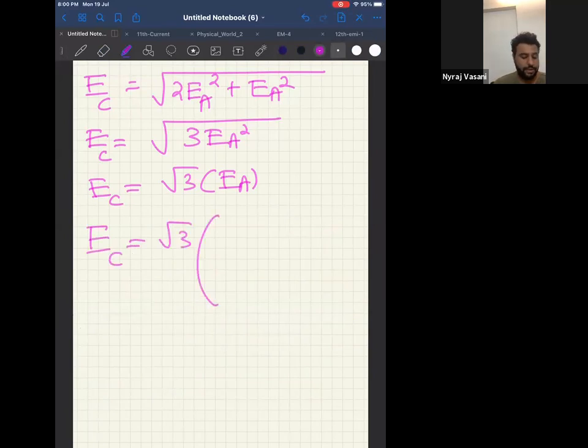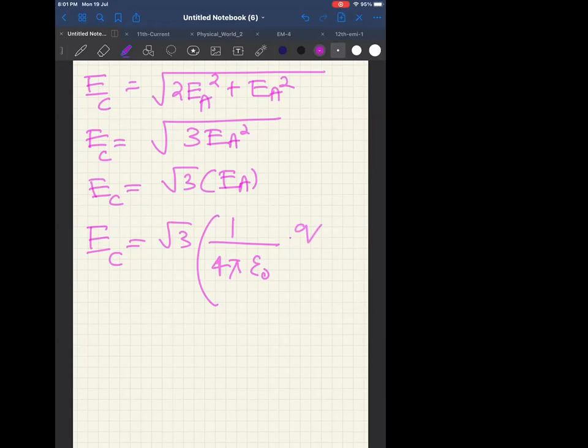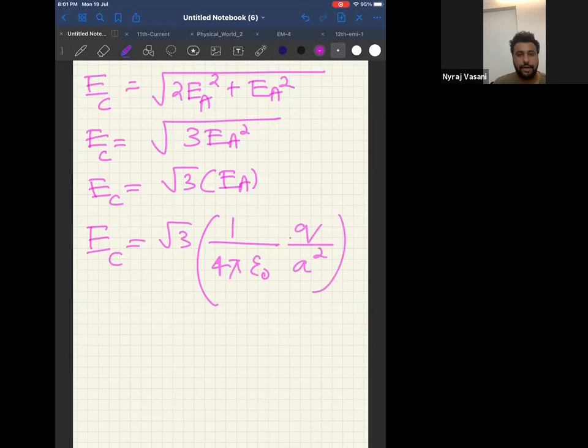Now look at the options. EA, what is electric field at A? 1 by 4 pi epsilon naught, what is the formula? Q divided by distance square. So can I say it is Q divided by A square? Therefore, tell me which answer matches this. It will become root 3 Q divided by 4 pi epsilon naught A square. Therefore, can I say option C matches the answer?